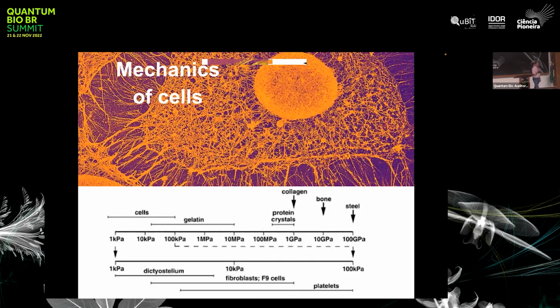To give you some numbers, the elasticity modulus of cells ranges around 1 to 10 kilopascal. This is the Young modulus of the cells, and compared to other components of the human body, like bone and collagen, cells are orders of magnitude softer than these stiffer parts, like bone and collagen.